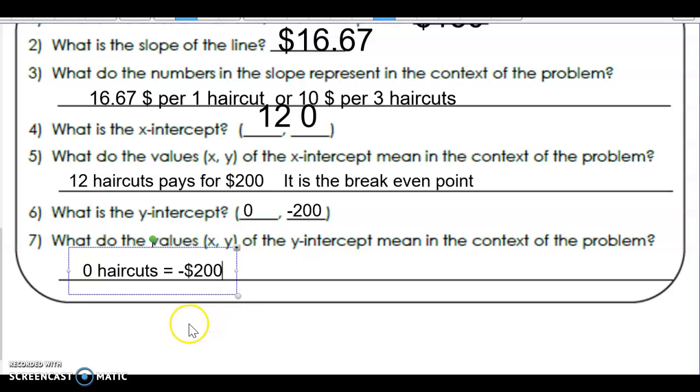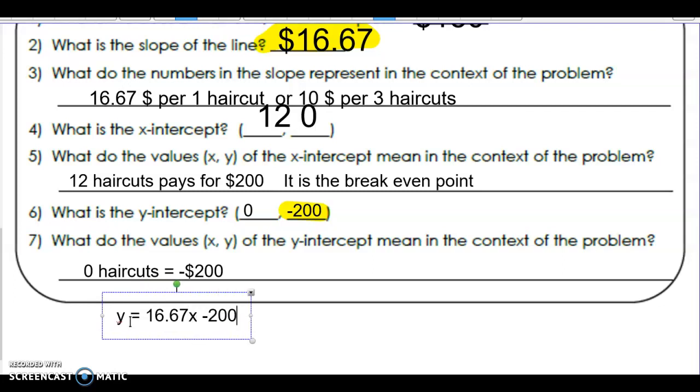Now the final thing that we want to be able to do is write an equation for this. And for the equation, I need to have my slope, which is right here, and my y-intercept, which is right there. So now I'm going to type out my equation, which is y equals, okay, it's positive, 16.67x minus 200. That would be our equation that would represent this situation.